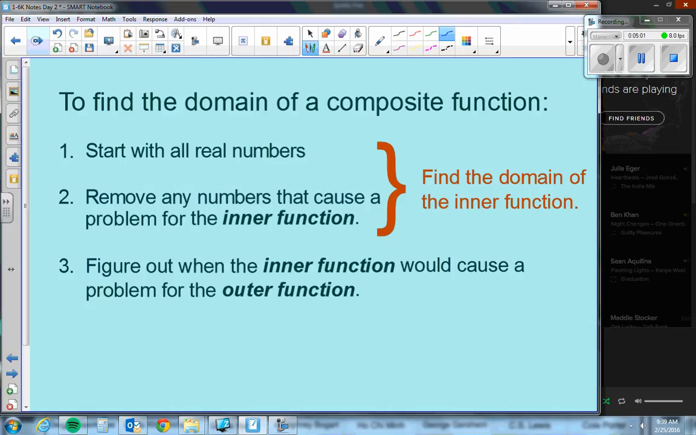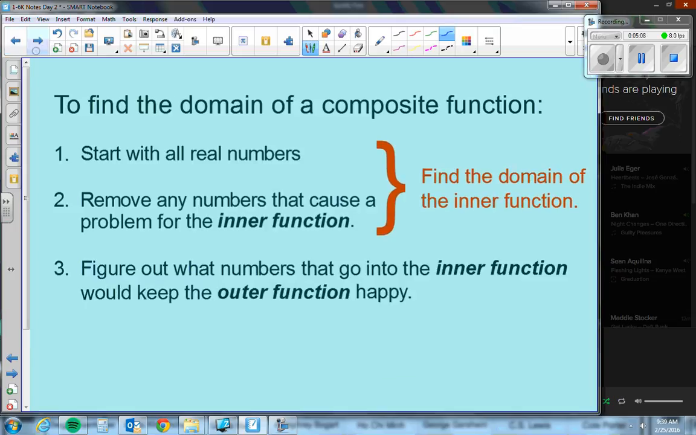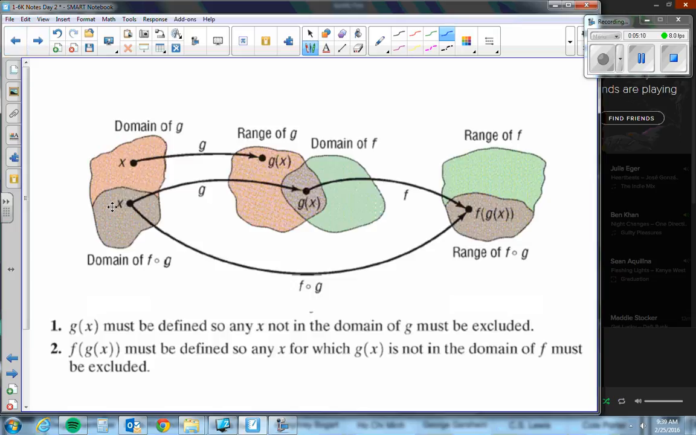Now, what we're doing now is trying to find the domain of a composite function. Let me try to explain this picture, then I'll go back and show you the two-step process we do. So, all right, first of all, this is the domain of g, and all of this is the range of g. So this is what g can accept, this is what g can produce. The green is the domain and range of f. Well, it can happen, of course, that what g can produce doesn't match exactly what f can accept.